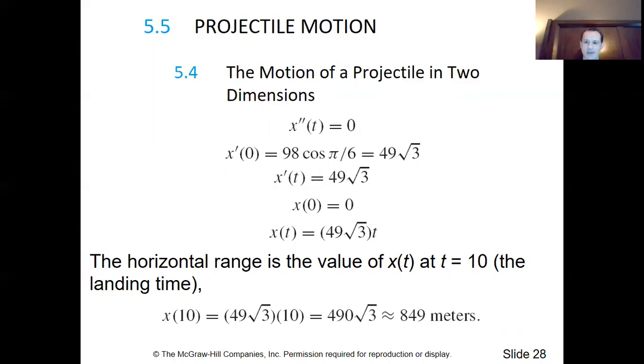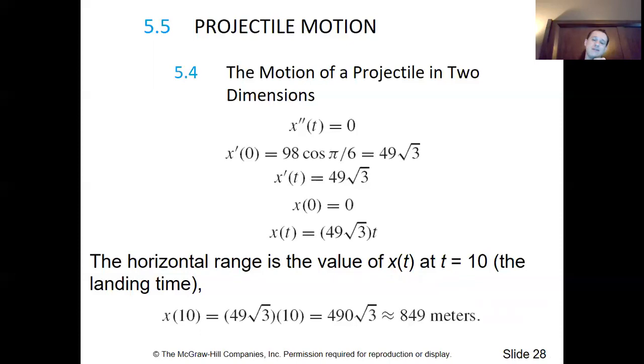What's x double prime of t? What's the acceleration of x? None. Like we said before, nothing is going on horizontally to cause this thing to speed up or slow down. In fact, it's going at the same speed horizontally the whole way through the problem. So the second derivative is 0. There is no acceleration. Well, we're going to go through the same kind of thing. What's the starting velocity in the x direction? x prime. Well, if you broke down that triangle originally, it's 98 times the cosine of pi over 6, which they leave exact as 49 square root of 3.